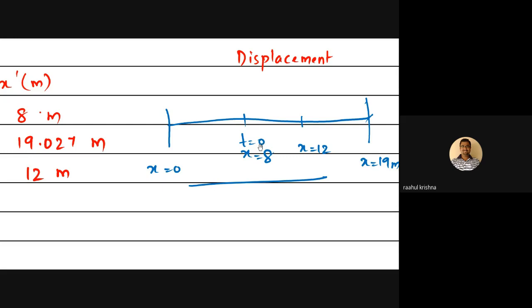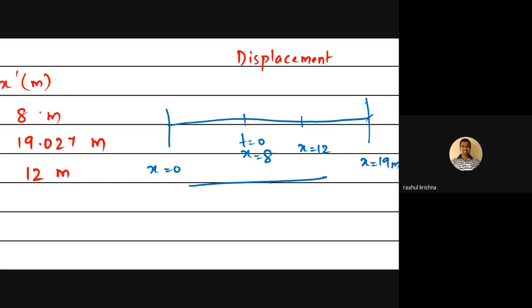What is the initial position? 8. So what will be my displacement? 12 minus 8, 4, right? Because all values are positive. So final minus initial, I'll be getting my displacement as 4 meters. But is that the total distance which is traveled? No, sir. That is not the same as the total distance traveled, right?